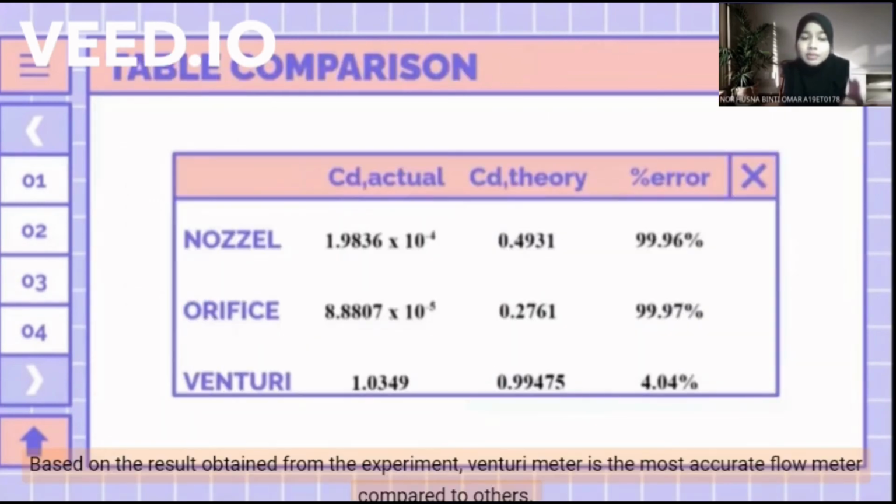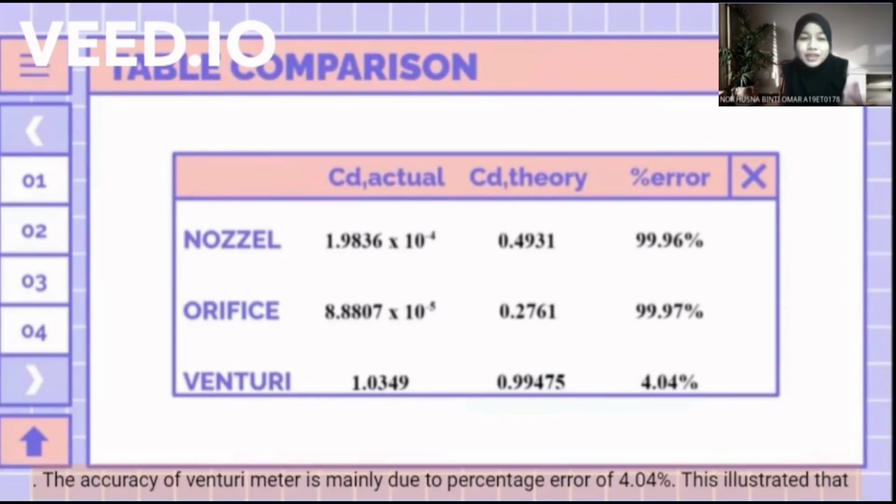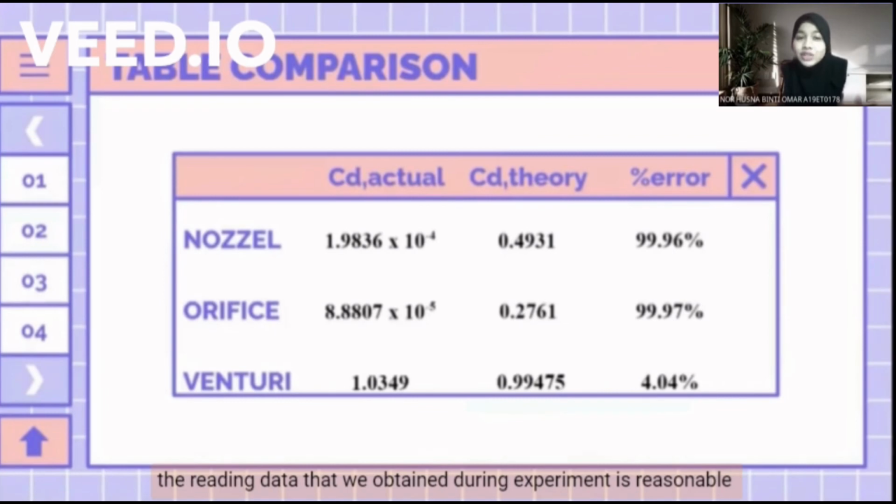Based on the results obtained from the experiment, the ventimeter is the most accurate flow meter compared to the others. The accuracy of the ventimeter is mainly shown by the percentage error, 4.04%. This illustrates that the reading data we obtained during the experiment is reasonable and accurate. The second most accurate is the nozzle with 99.96%, and the least accurate is the orifice meter, which has 99.97% error.